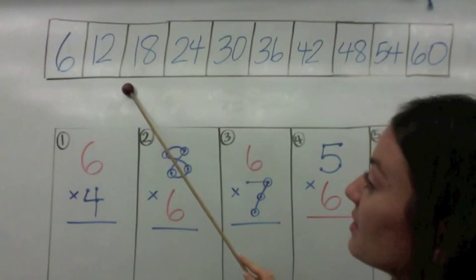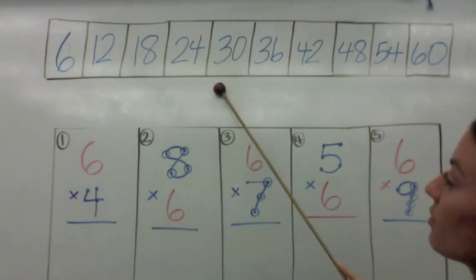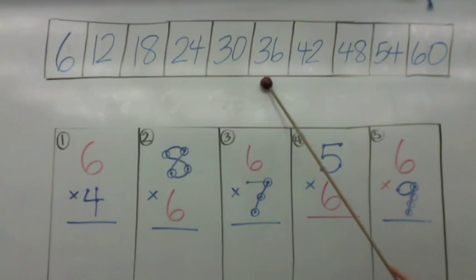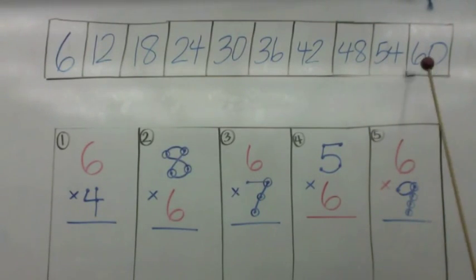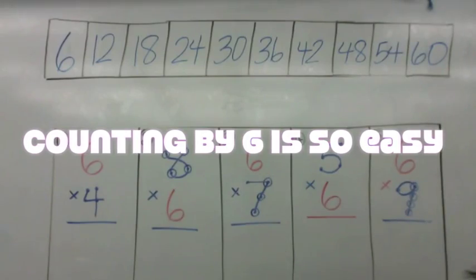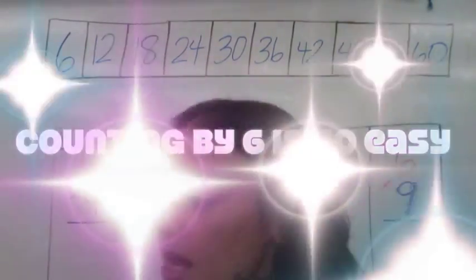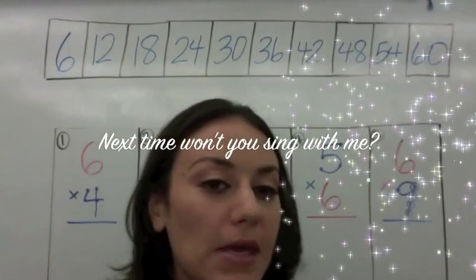6, 12, 18, 24, 30, 36, 42, 48, 54, 60. Counting by 6 is so easy. Next time, won't you sing with me?